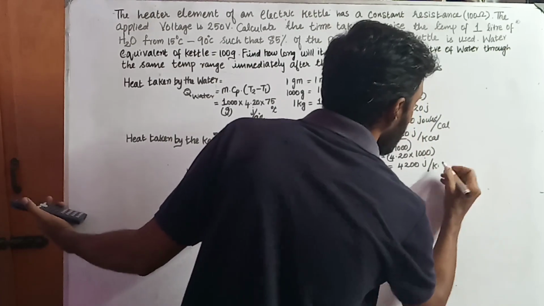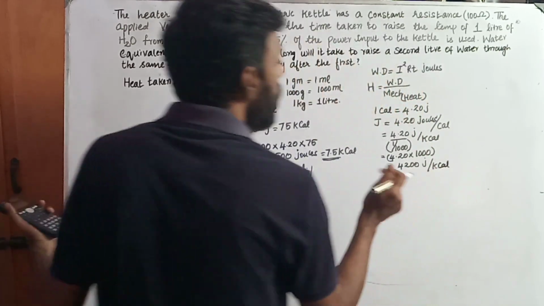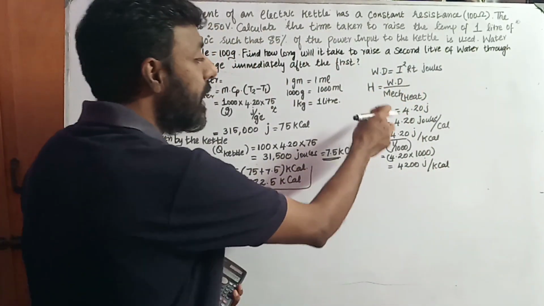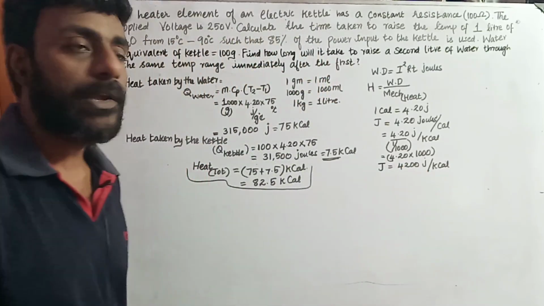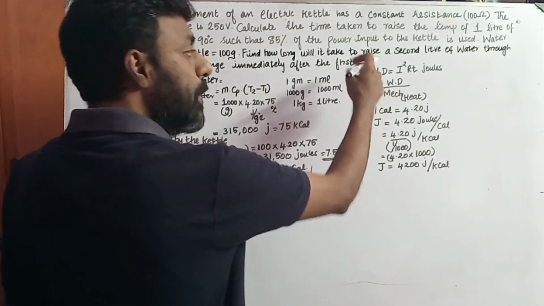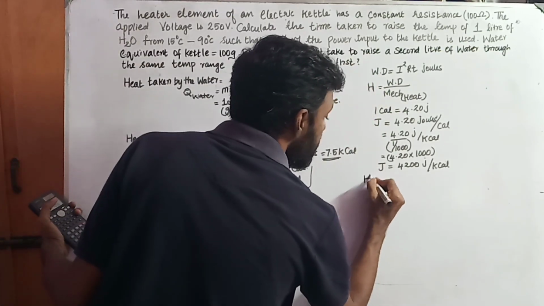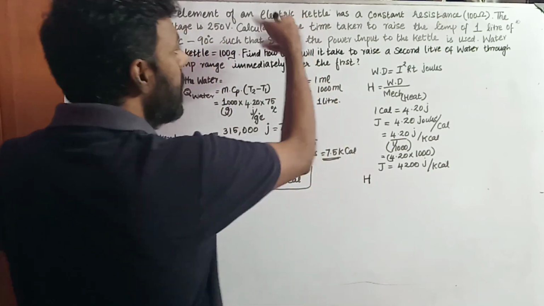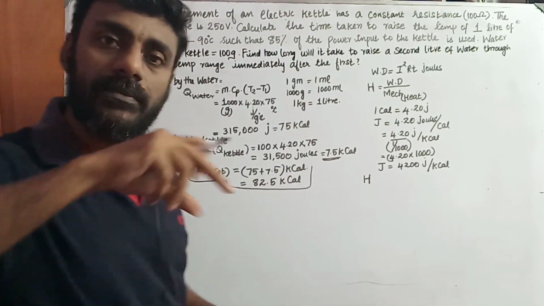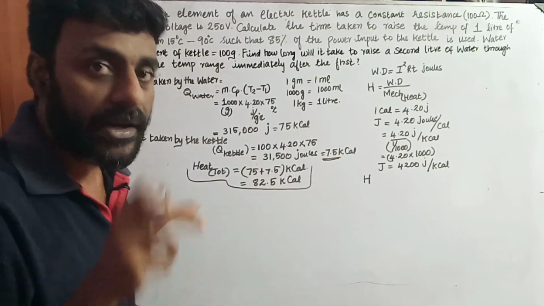Joules per kilocalories. So this is the value I'll be getting. That is nothing but the mechanical equivalent of heat, the J value, which is 4200 joules per kilocalories. So what will be the heat produced? Since this is an electric kettle, we need to consider the heat produced through electric means.